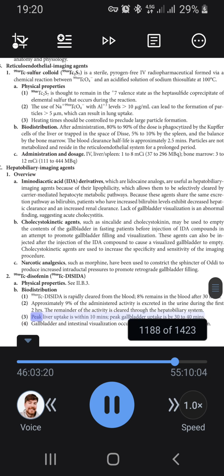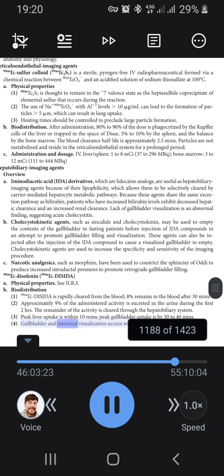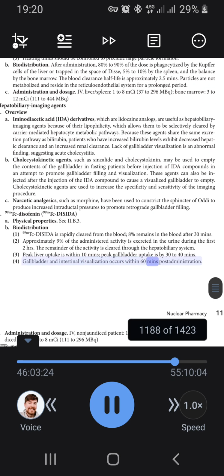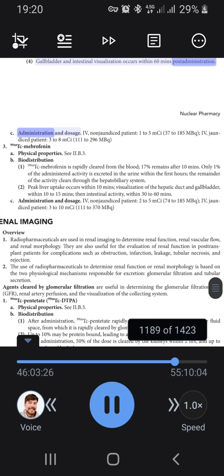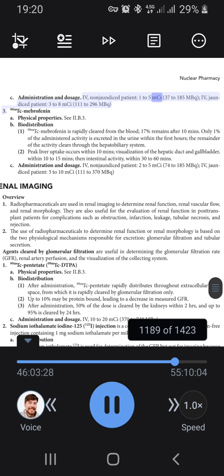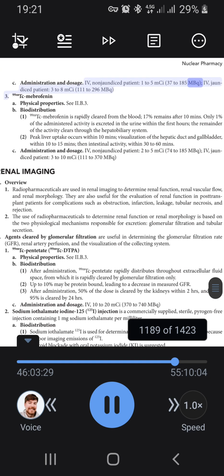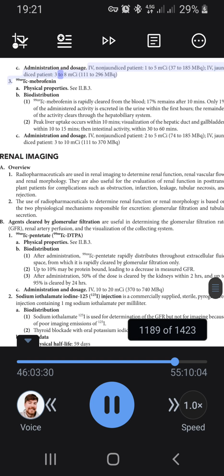3. Peak liver uptake is within 10 mins. Peak gallbladder uptake is by 30 to 40 mins. 4. Gallbladder and intestinal visualization occurs within 60 mins post-administration. C. Administration and dosage. IV, non-jaundiced patient, 1 to 5 mCi (37 to 185 MBq). Jaundiced patient, 3 to 8 mCi (111 to 296 MBq).